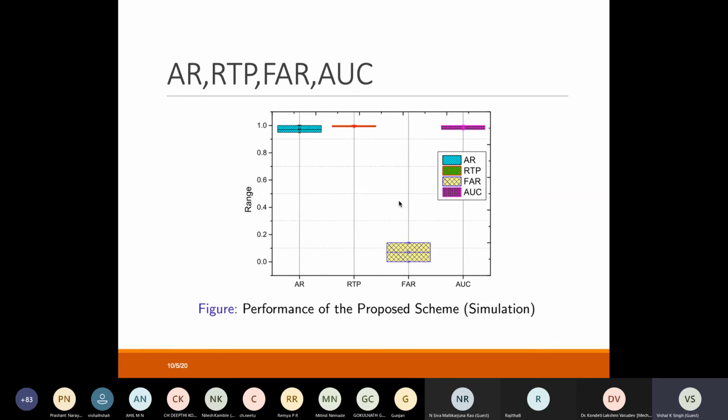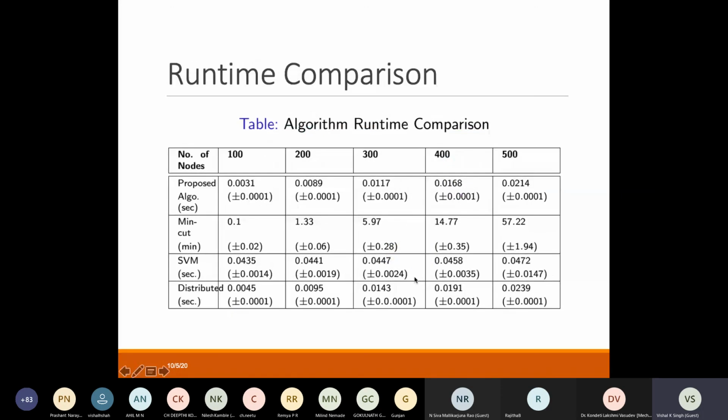So the data for an anomaly must be reported correctly. With the help of spatially correlated data, we were able to obtain improved accuracy and false alarm rate. Now, the runtime comparison was also conducted, and we were able to get a fair advantage over the existing methods as well.